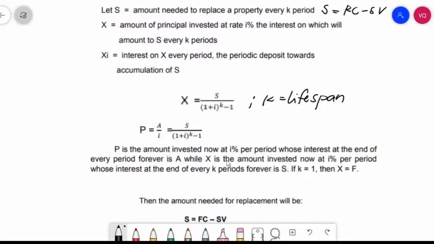While X is the amount invested now at I% per period whose interest at the end of every K periods forever is S. So if K is equal to 1, then X is equal to P, not F. Because if we take this as 1, the positive 1 and negative 1 will cancel, and what remains is just the I. So our X here is equal to P.